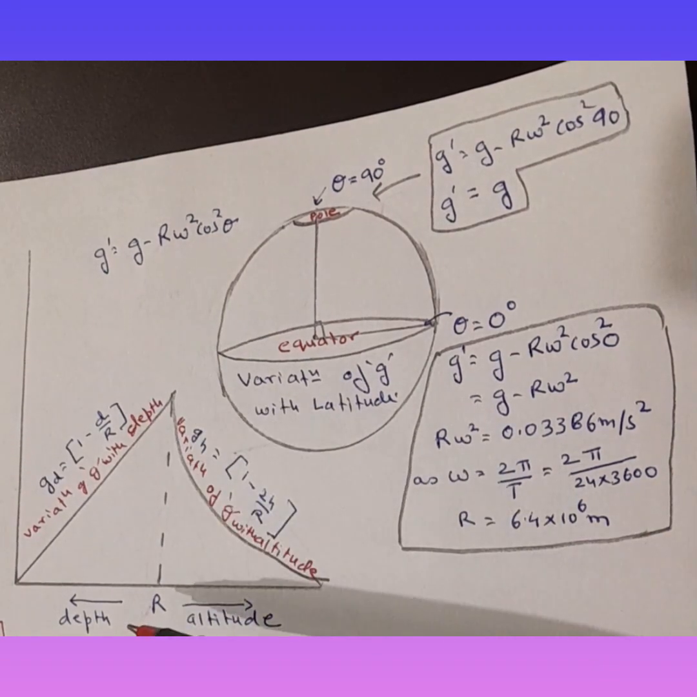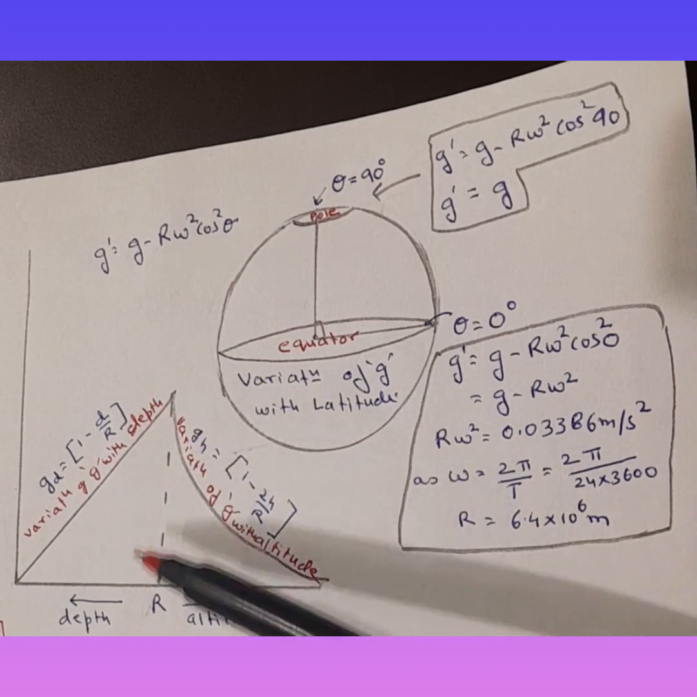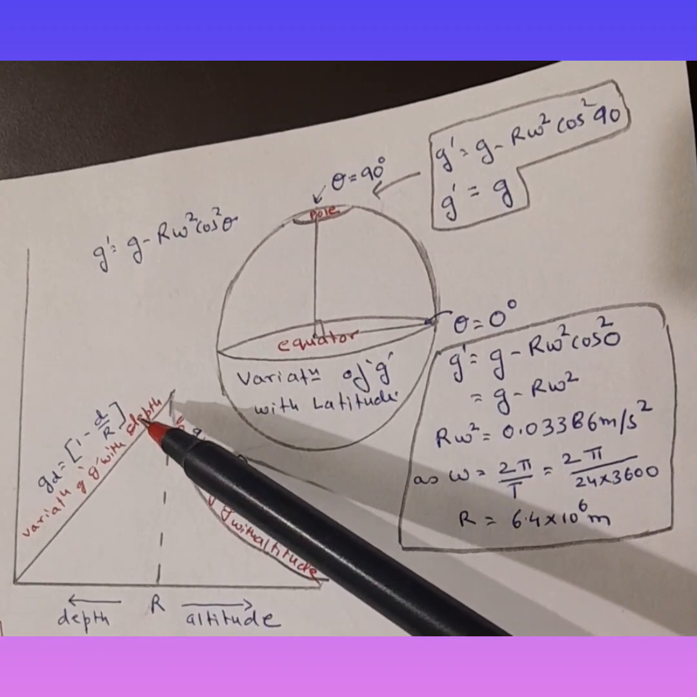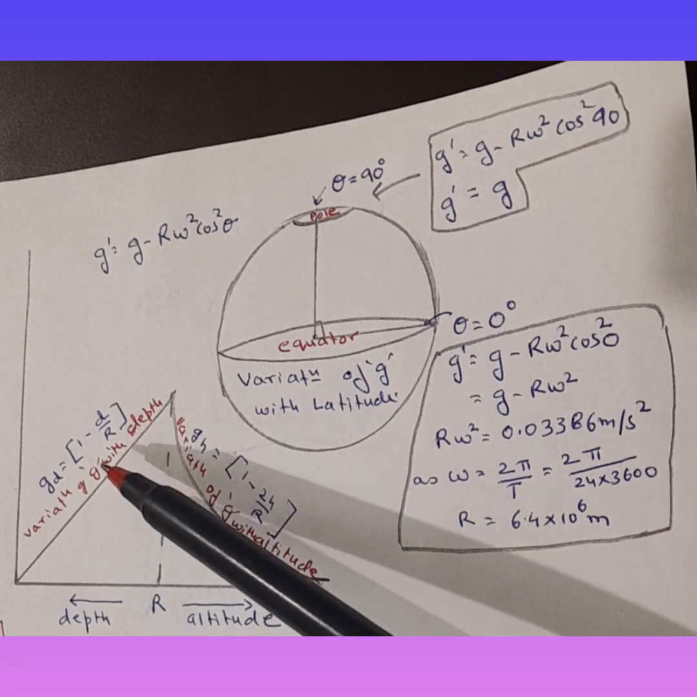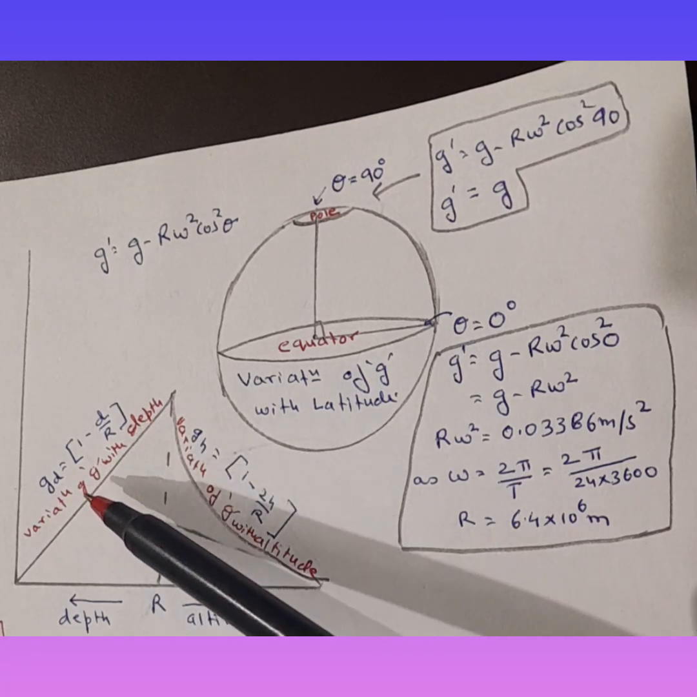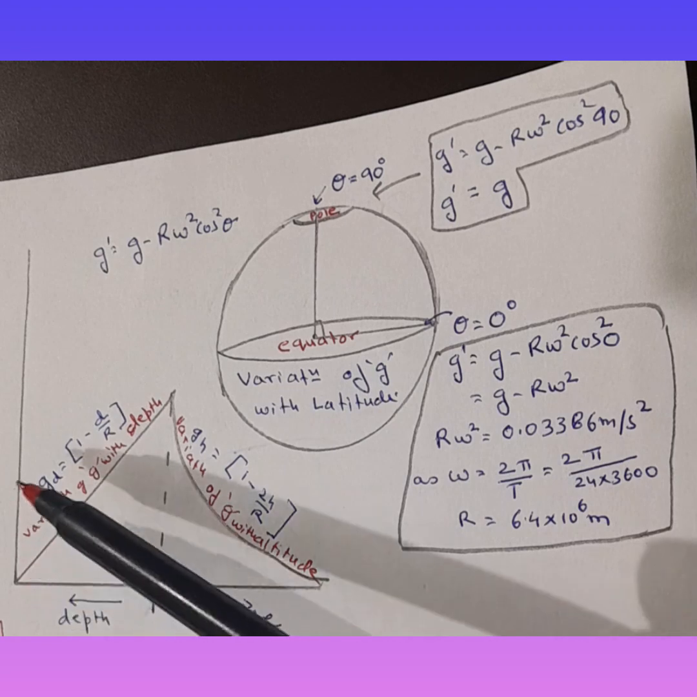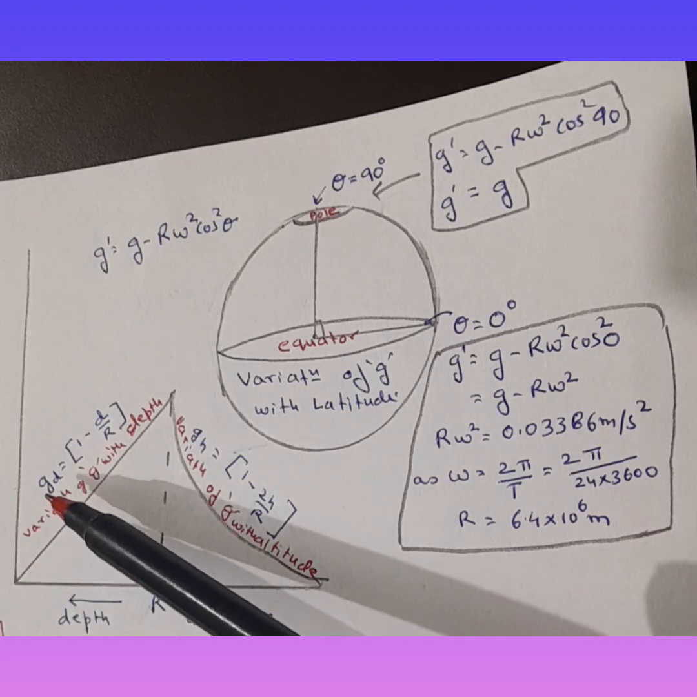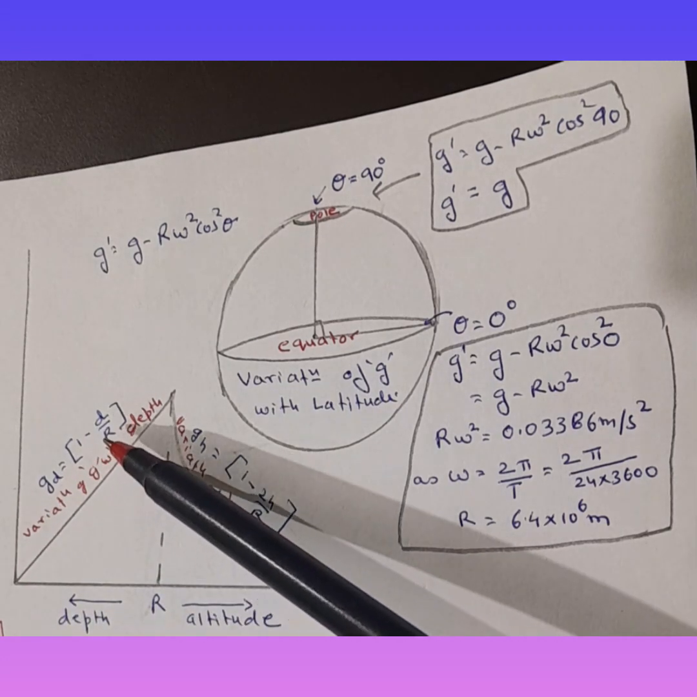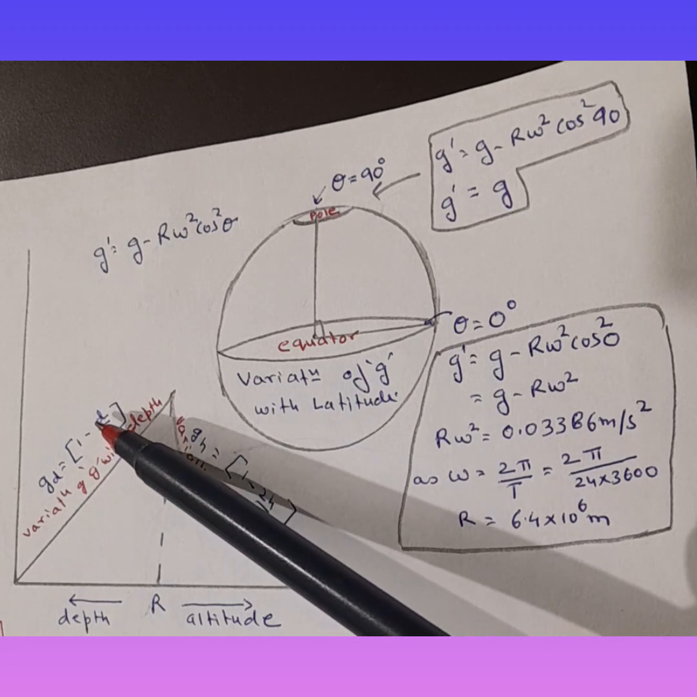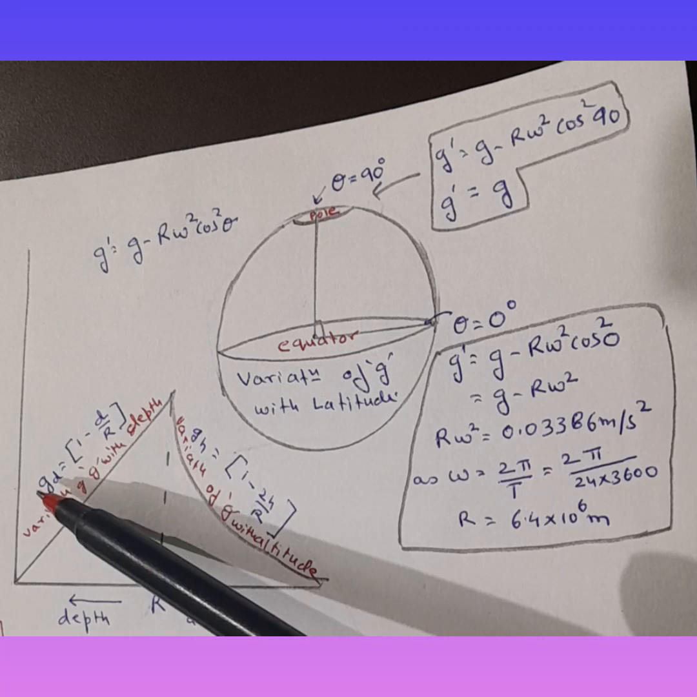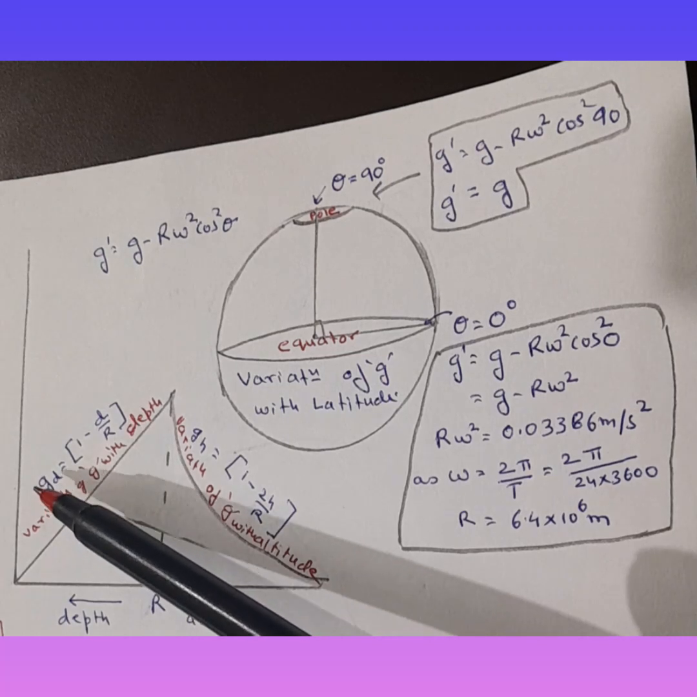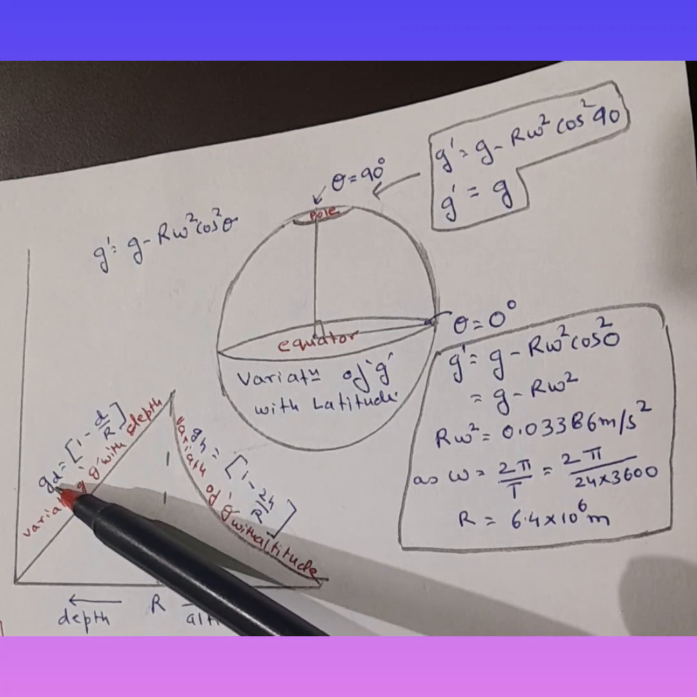Now this is the radius of Earth, and when we go from here to this side, this corresponds to a linear fall in gravity with depth. The formula is g_d is equal to g (1 minus d upon R), where d is depth and R is the radius of Earth, and g_d is the gravity experienced at that depth.